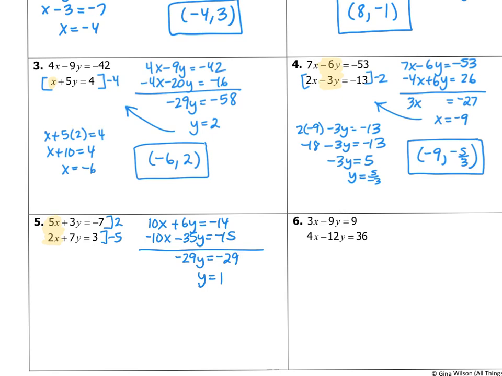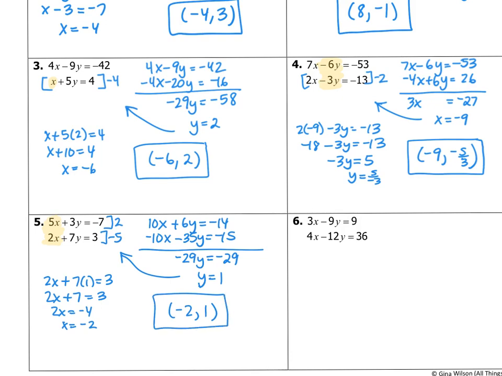And then I can plug it back into either one of those. I'm going to choose the bottom one, but it doesn't matter, you get the same answer. And if I solve that, let's see, minus 7, it gives me negative 4. So x is negative 2. So negative 2 and 1 is the ordered pair. All right, so number 6, let's see.